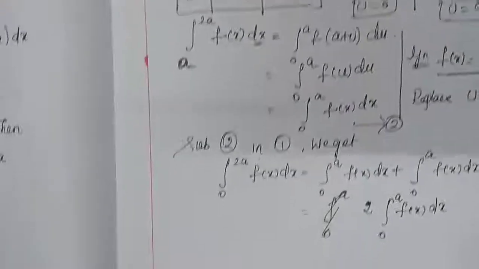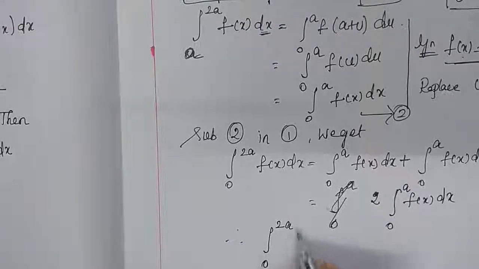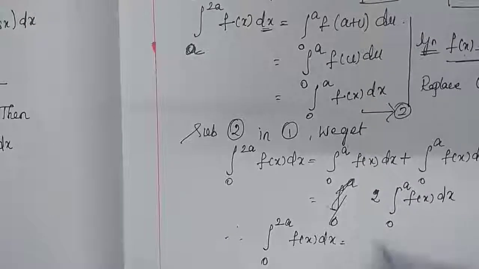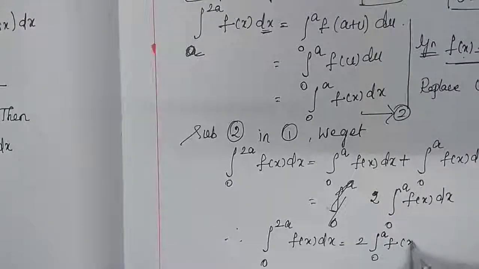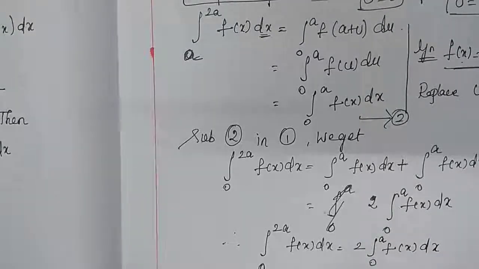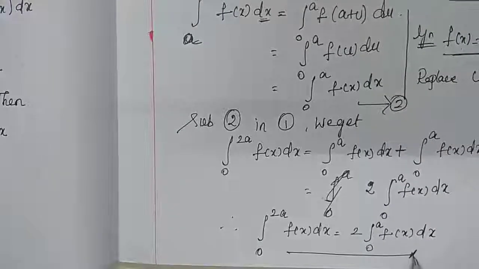Therefore the integral from 0 to 2a of f of x dx is equal to 2 times the integral from 0 to a of f of x dx. So our result is proved.